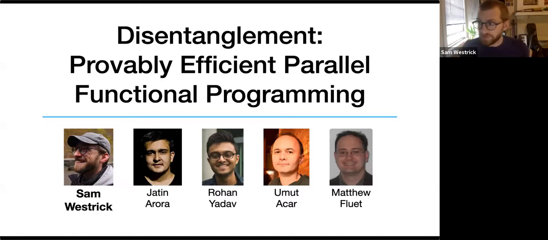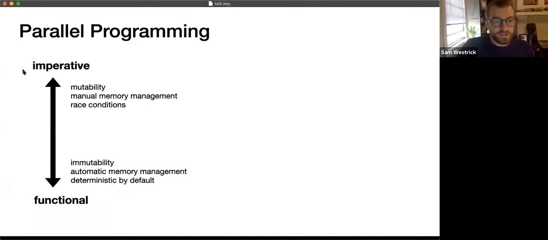There's a number of people involved in this project. My advisor, Umut Akar, as well as Jatin, a student at CMU that we've been working with. Rohan is a former undergraduate, now at Stanford, I believe, doing his PhD. And Matthew Fluet at Rochester, who has been instrumental in getting this project going and still quite involved as well. So let me jump in.